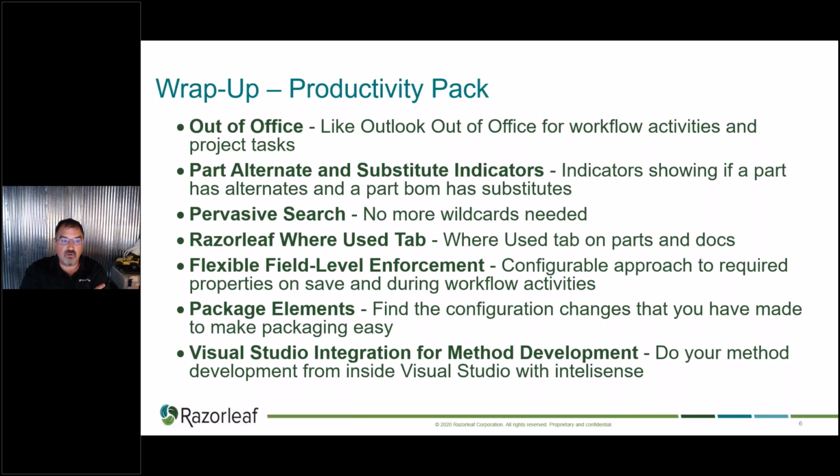And then we have where used tabs that are specific for parts, documents, and I think we have CAD on the roadmap. Basically it's a tab on a part that shows you just the other parts that part is used in. So instead of going to the out of the box where used tab, you get a very nice streamlined view of just the other parts that use the part you're looking at.